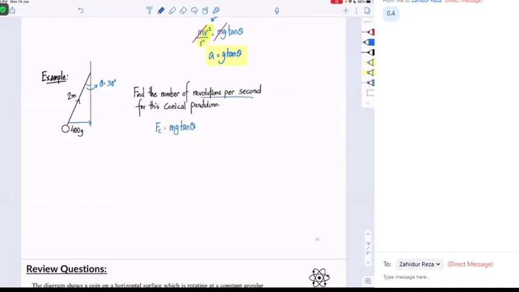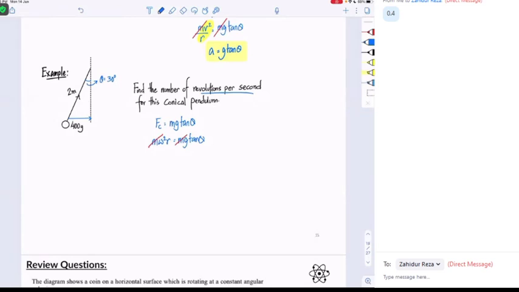I'm going to find revolutions per second, right? So I'm going to use the time period equation. So m omega square r equals mg tan theta. That's what I'm going to use, and the mass cancels out. So you see the mass is not a factor here. Now, what's omega? We will find that later on, or we can break it down here as well.